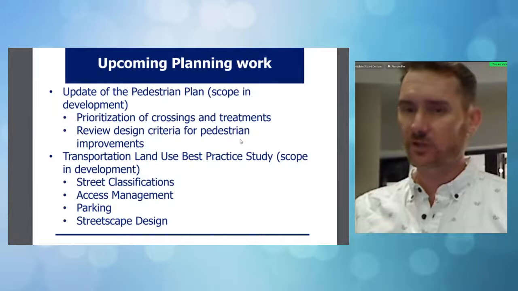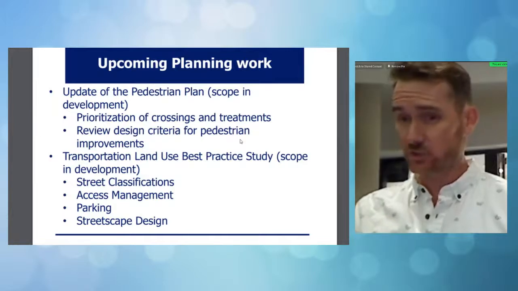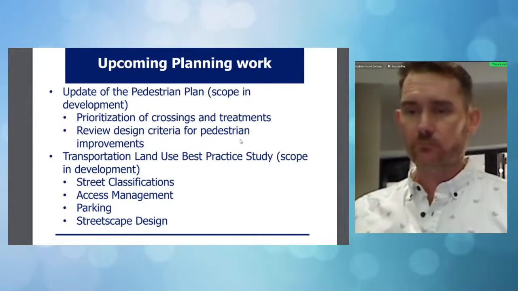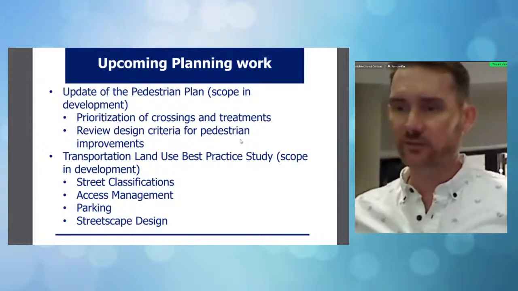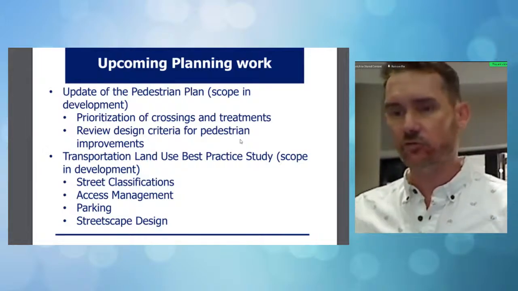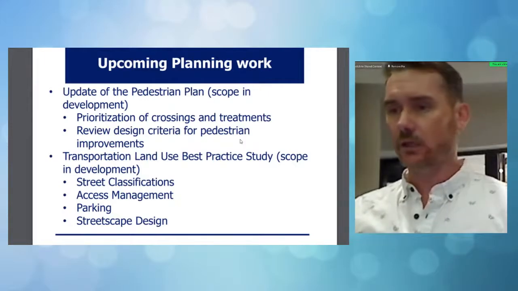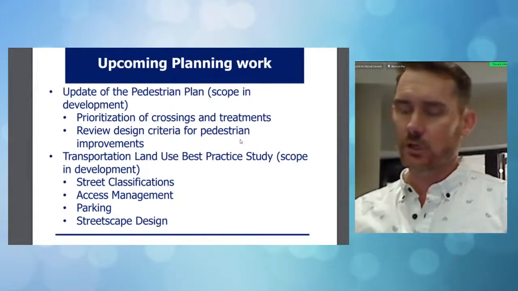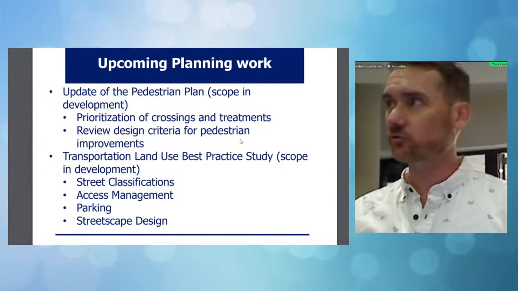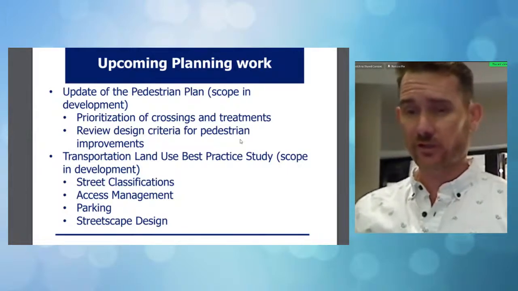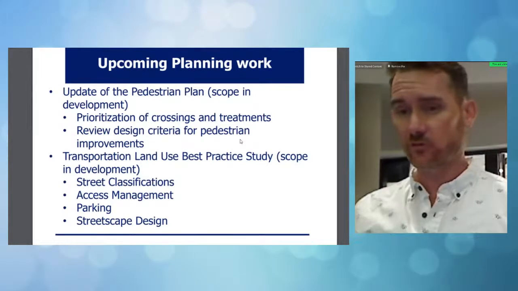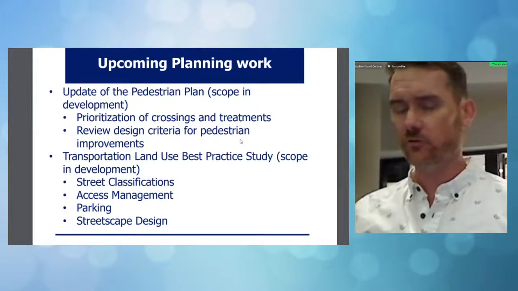Also, the transportation land use best practice study, which is getting underway soon, looks at a high level at some of our street classifications. That also ties into discussions we've had about street width, whether it's arterial streets, collector streets, or local streets. The classification of that street drives the minimum width of those streets in our standards.